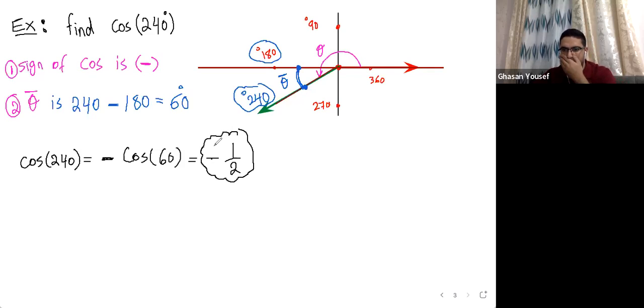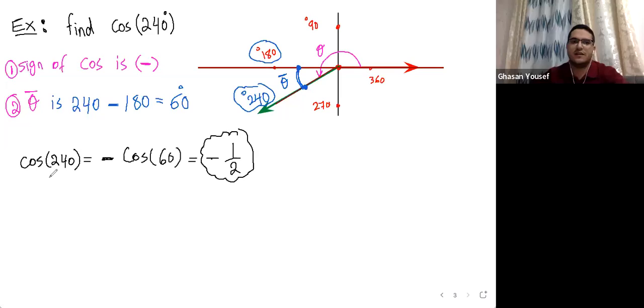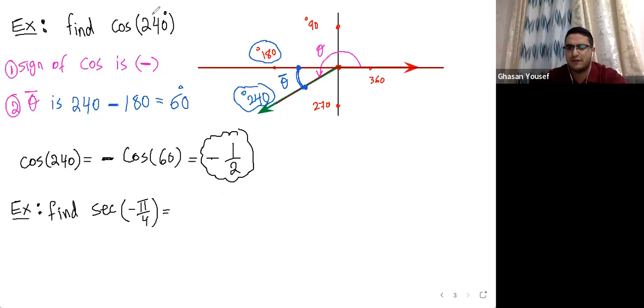Any question for this example? No question. Okay, so another example. The example is: find the secant of minus pi over 4. What's the value?